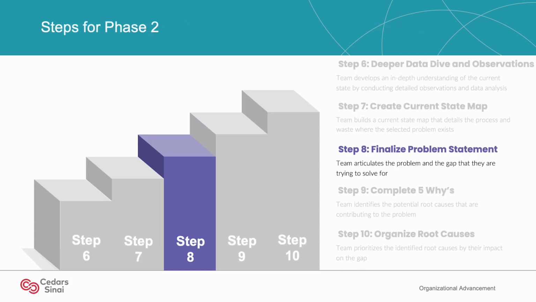Next, we're moving to step 8, which is finalizing the problem statement. In this step, the team will articulate the problem and the gap that they're trying to solve for. So let's go over how to put together a problem statement.